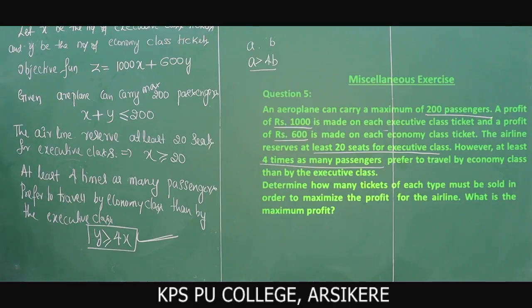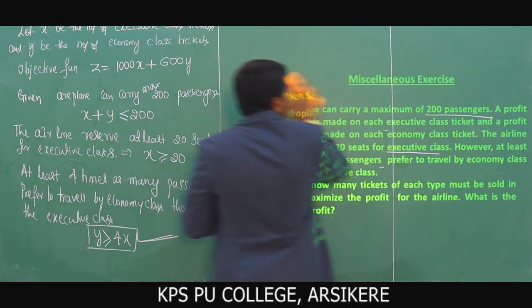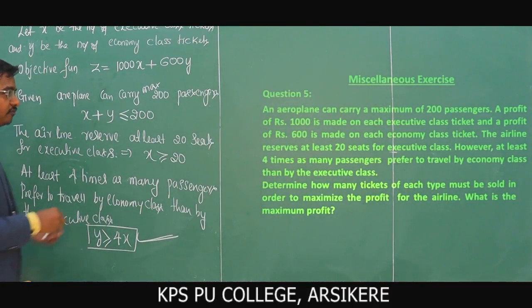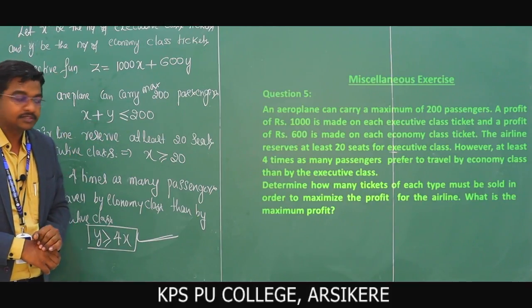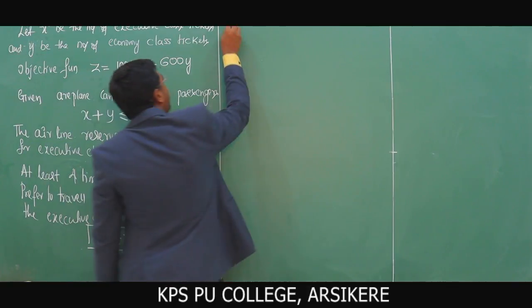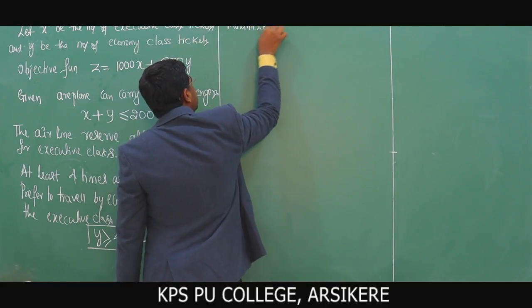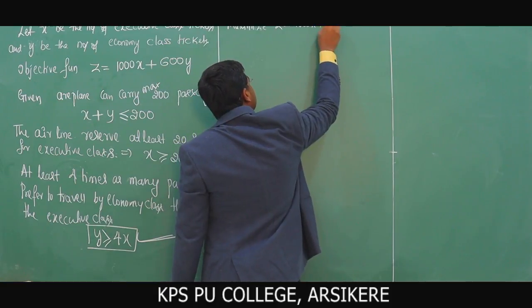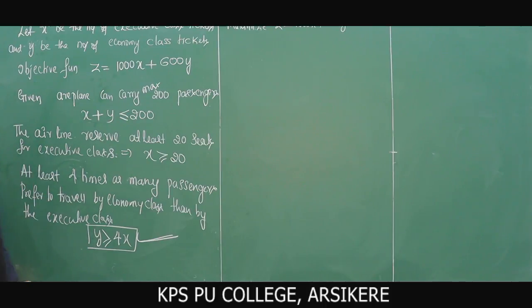Okay, next, here we have the objective function and constraints. Now we will solve this problem. Before going to the problem, first we will note down the objective function and corresponding constraints. Blank space please. Here maximize what? Maximize profit, right? Maximize Z is equal to 1000x plus 600y.